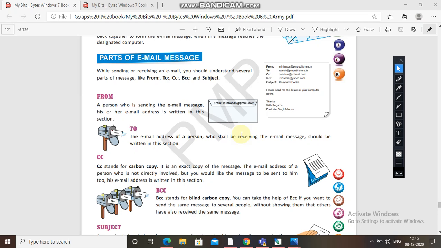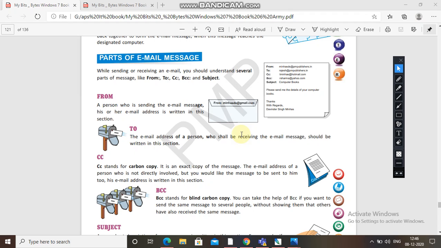So the first one is From. The person who is sending the email message, his or her email address is written in this section. Now then, To: the email address of the person who shall be receiving the email message should be written in this section.